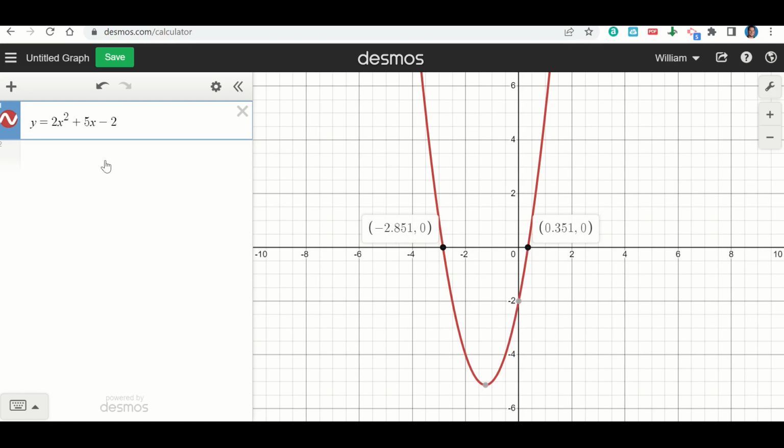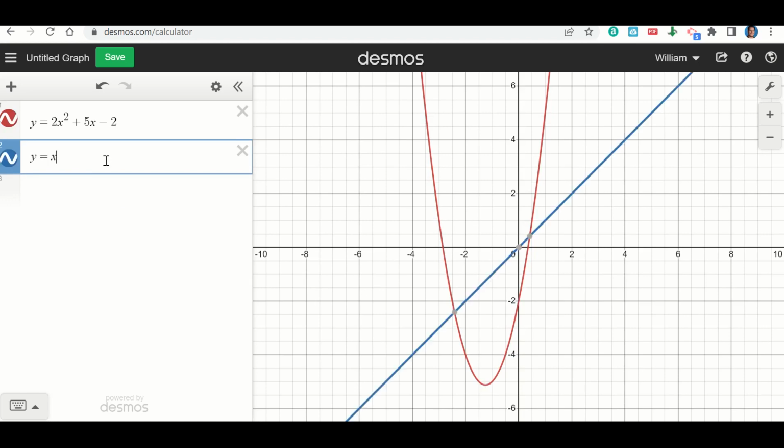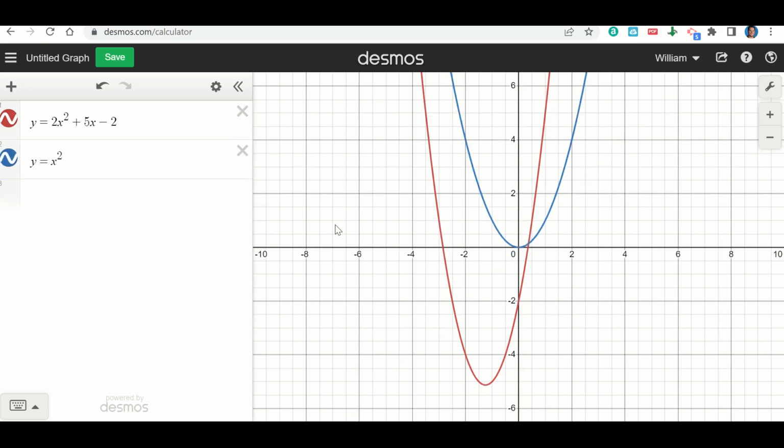So no matter which equation I type in, so I can type in y equals x squared. There's my second one. I can find where it touches the x-axis right here. And if I click on it, it will give me the root, which is the x-coordinate of that point. So this is how you would use Desmos to check the roots for a given quadratic.